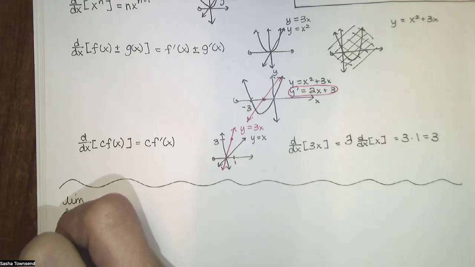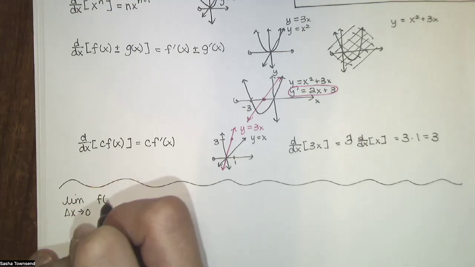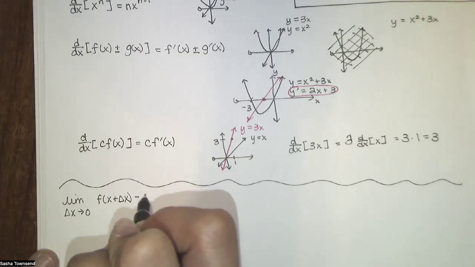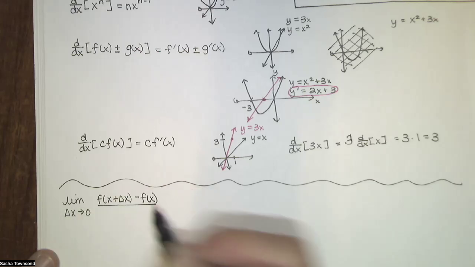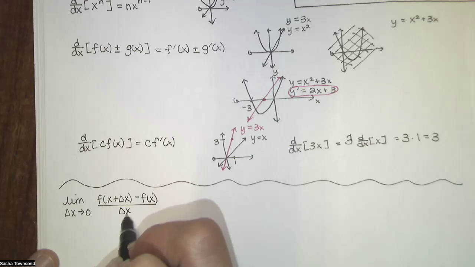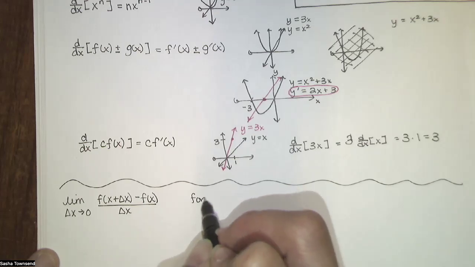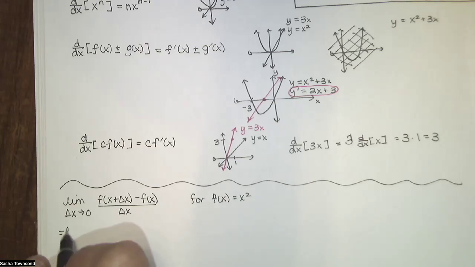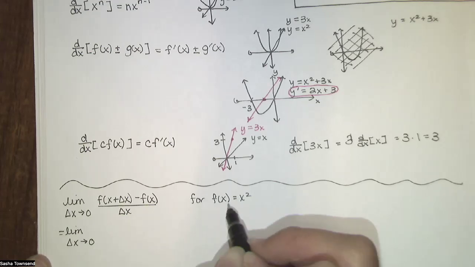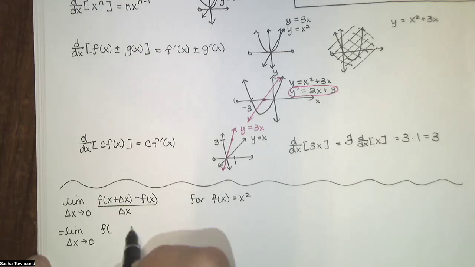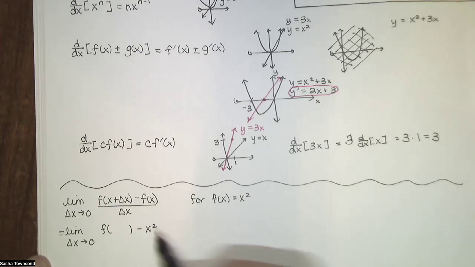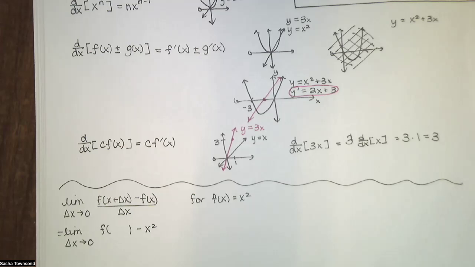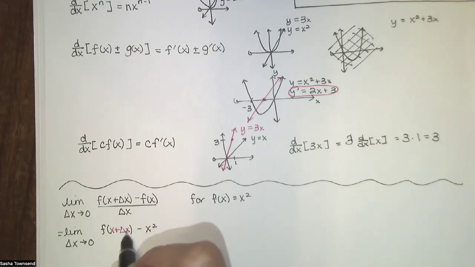Let's take the limit as delta x approaches 0 of f of x plus delta x minus f of x divided by delta x for f of x equals x squared. In that case, f of x plus delta x goes right here, and f of x, which is just x squared, goes right there.